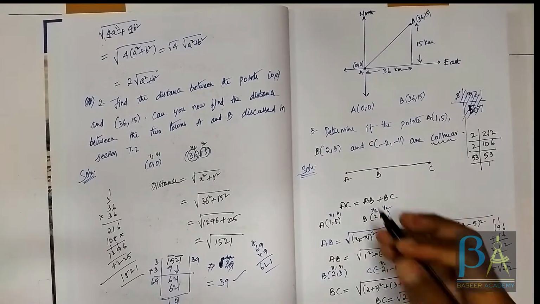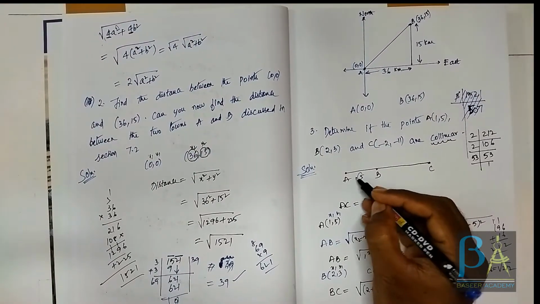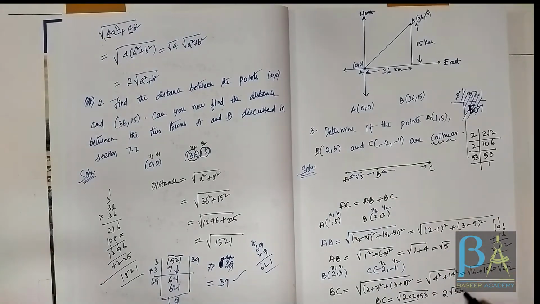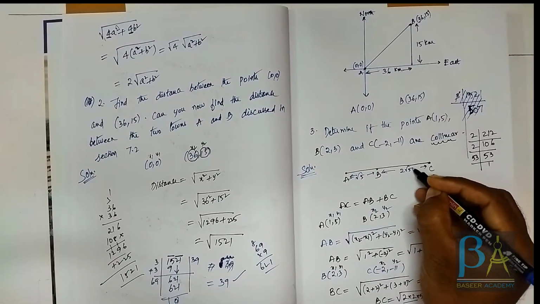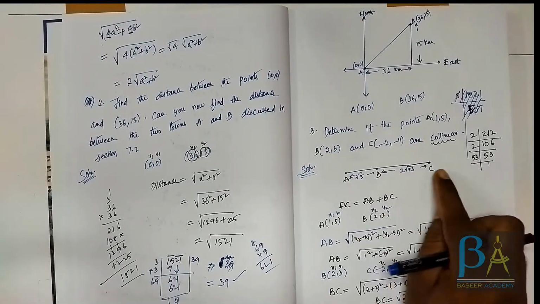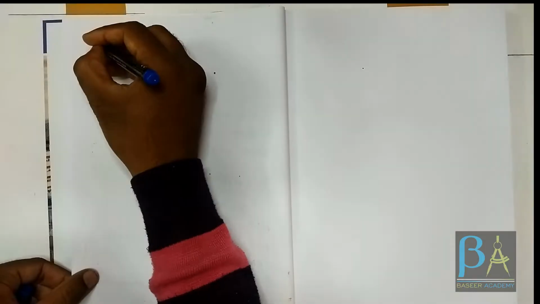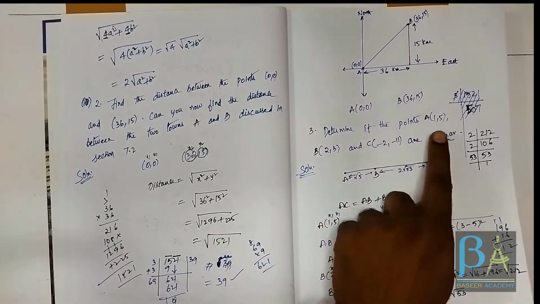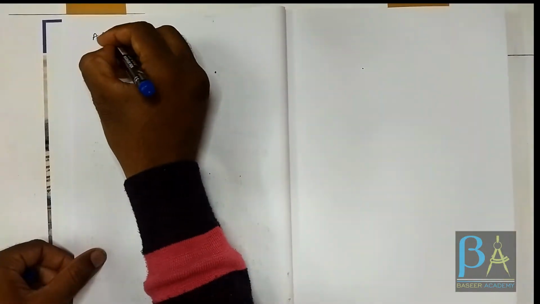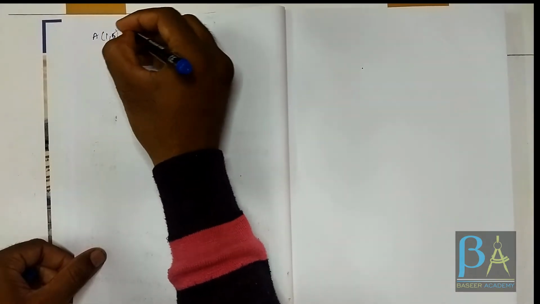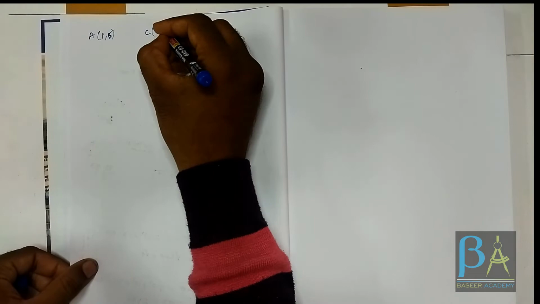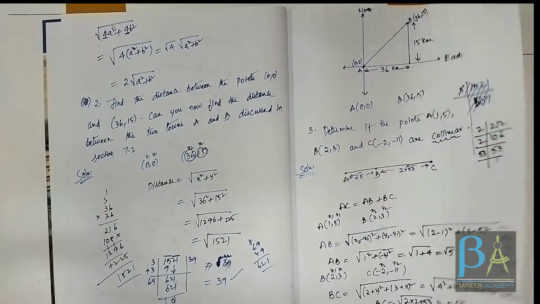The distance between point A and point B is root 5, and the distance between point B and point C is 2 root 53. Now let me also find out the distance between point A and point C. What is A here and what is C here? A is 1 comma 5, and C is minus 2 comma minus 11. Let me find out the distance between point A and point C.